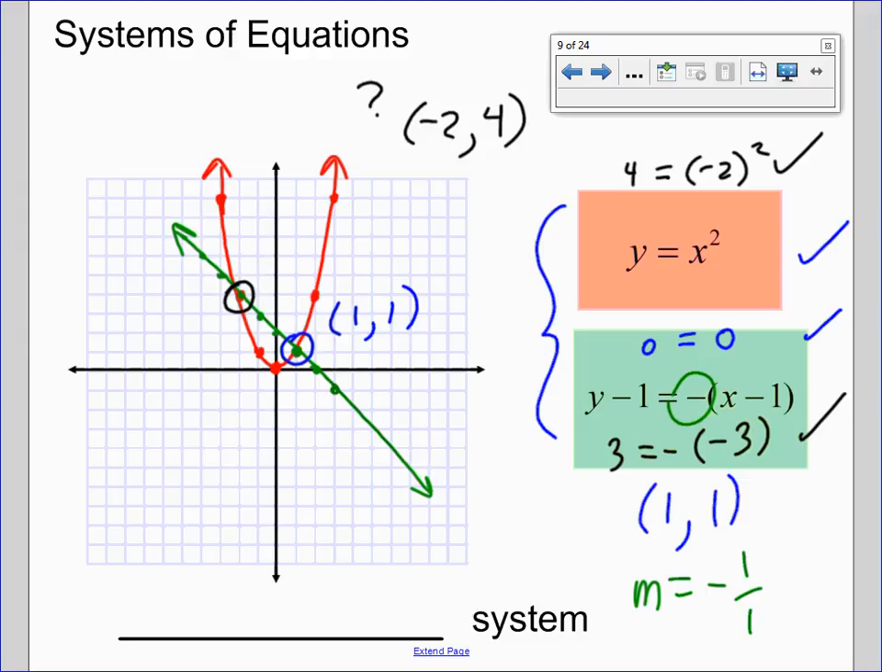This particular system has 2 solutions. And so sometimes there's more than one point (x, y) that satisfies all the equations in the system. In that case, there are multiple solutions. Great. Leave that blank for a minute.